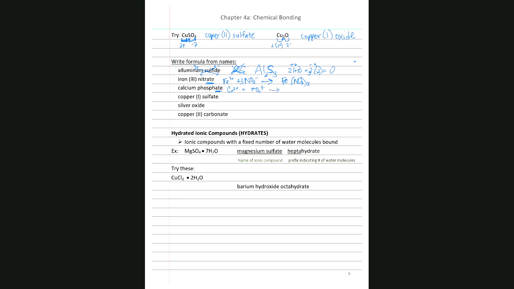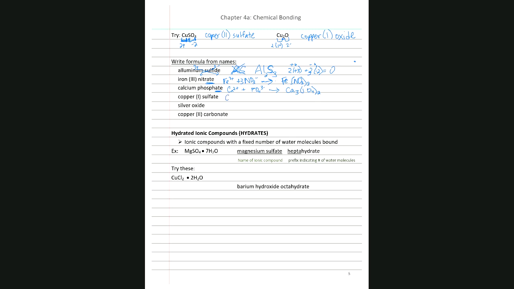So when we combine them, we could do the crossover technique here. That calcium takes the 3 from the phosphate, and the phosphate takes the 2 from the calcium. So we get Ca3 and PO4, so we need to put our PO4 in parentheses and then put the 2 as a subscript outside the parentheses. So the key with polyatomic ions is you never want to break them up. You just want to keep them together. They are one unit, one particle, one thing.